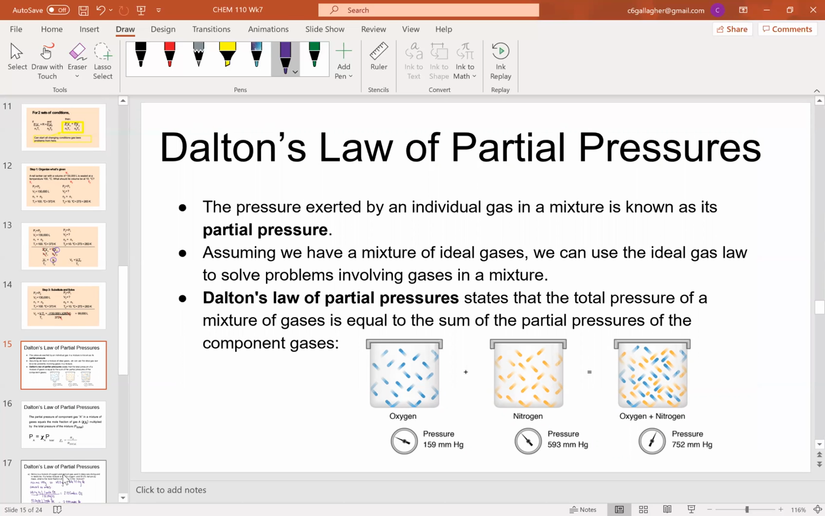So Dalton's law of partial pressures states that the total pressure of a mixture of gases is equal to the sum of the partial pressures of the component gases. So for example, if I had 159 millimeters of mercury of oxygen, and I had 593 millimeters of mercury of nitrogen, when I combine those two together, I'm just going to add the 2 pressures. So 159 plus 593 gives me 725 millimeters of mercury.